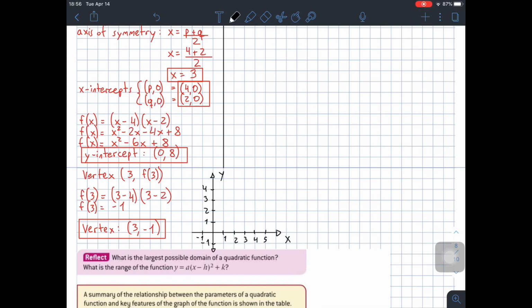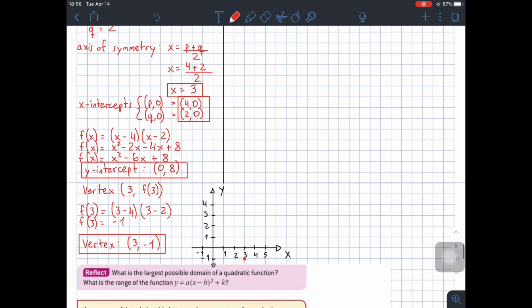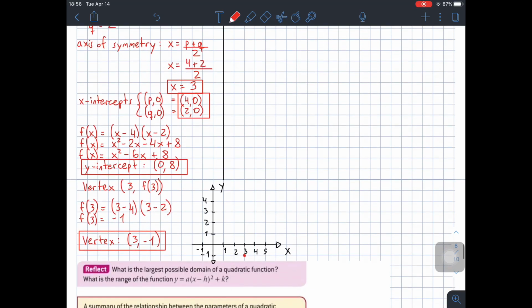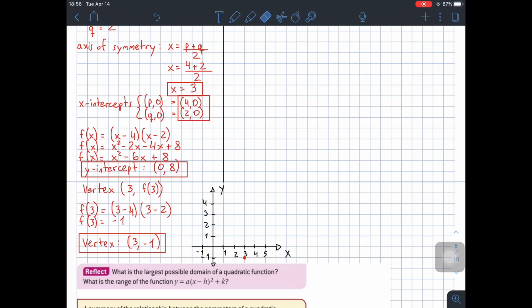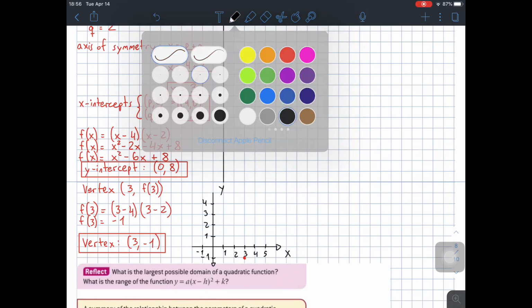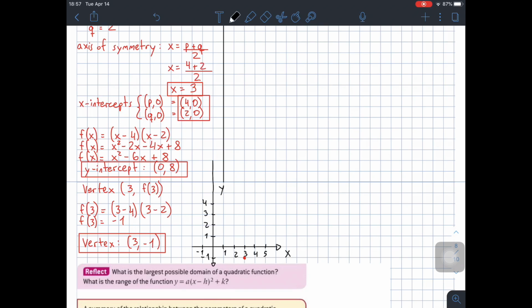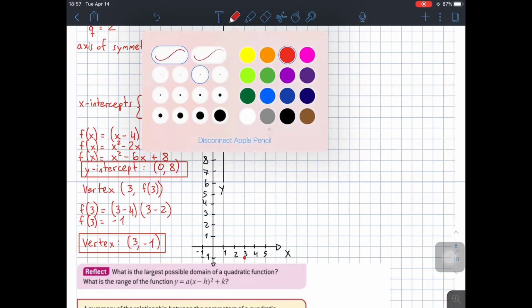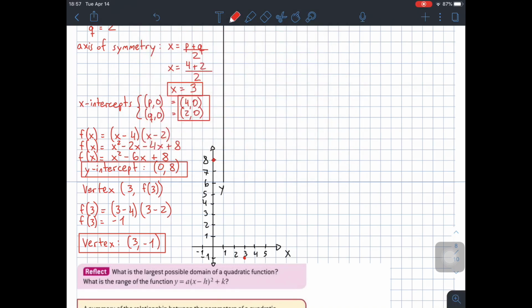So let's plug in the points. The vertex (3, negative 1), that's over here. Then the y-intercept (0, 8). Ooh, I'm missing 8 here. I will have to extend this up until 8. So this is 5, 6, 7, 8. But remember, this is a sketch, people, so you don't need to be that precise, but I'm just showing you this so you can understand this better.